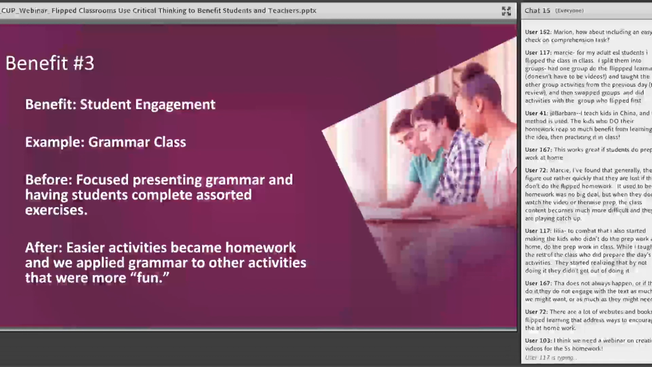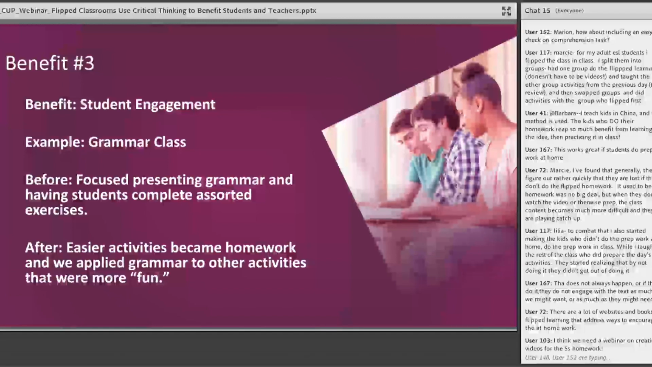And of course, I still check their comprehension on a quiz when they came into class. That's also a way to make sure that they're doing the homework. A really big question I get all the time is, how do you get them to do the homework? Well, I still give them a quick quiz when they come in to make sure that they did the homework.